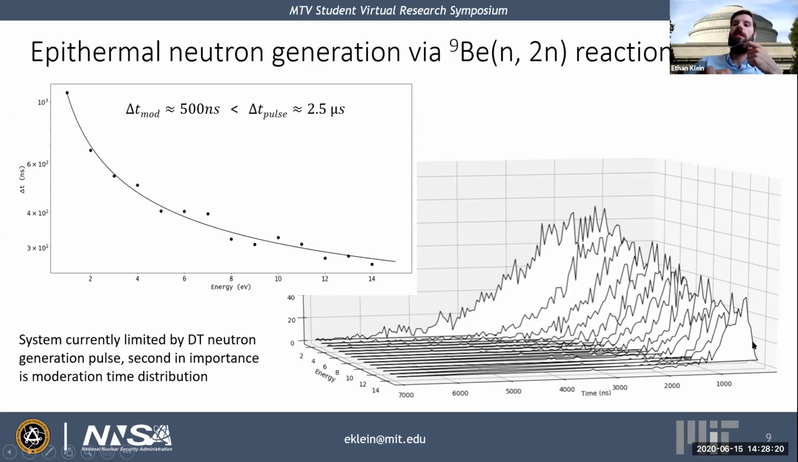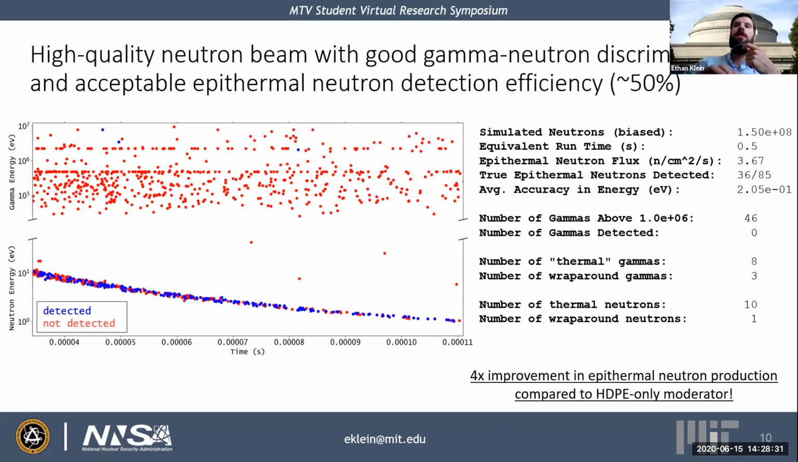Again, it improves towards higher energies, but unfortunately both our detector resolution drops there, as well as your inherent time-of-flight resolution on neutron energy. So these are some of the key results of our current simulations running with the beryllium pre-moderator. Essentially, we can produce a high quality neutron beam with good gamma-neutron discrimination, which was previously a problem, and acceptable epithermal neutron detection efficiency.